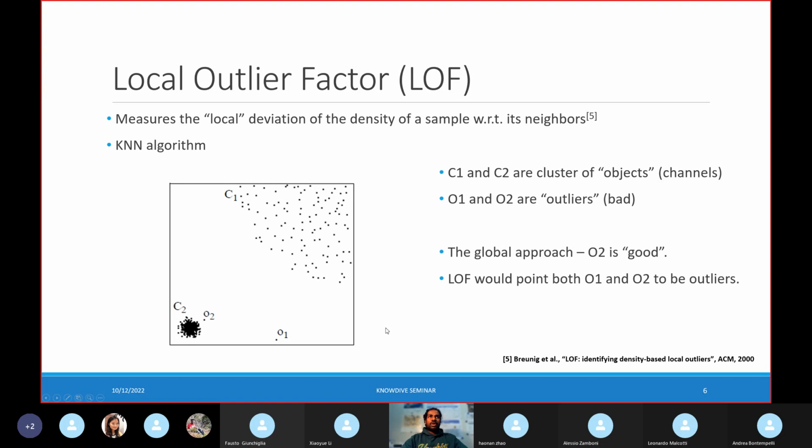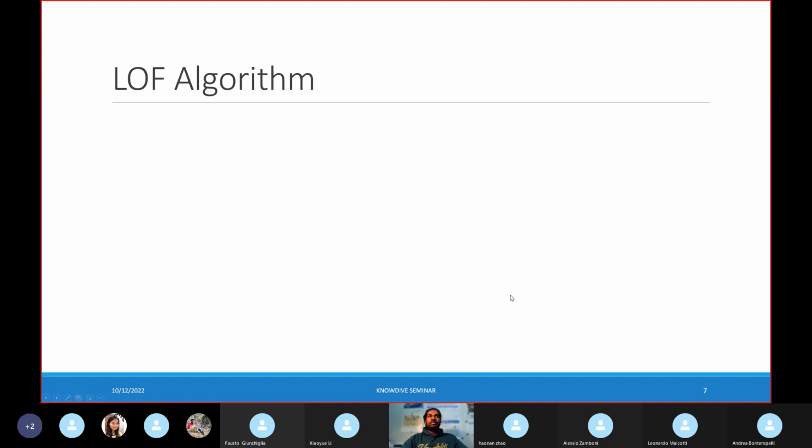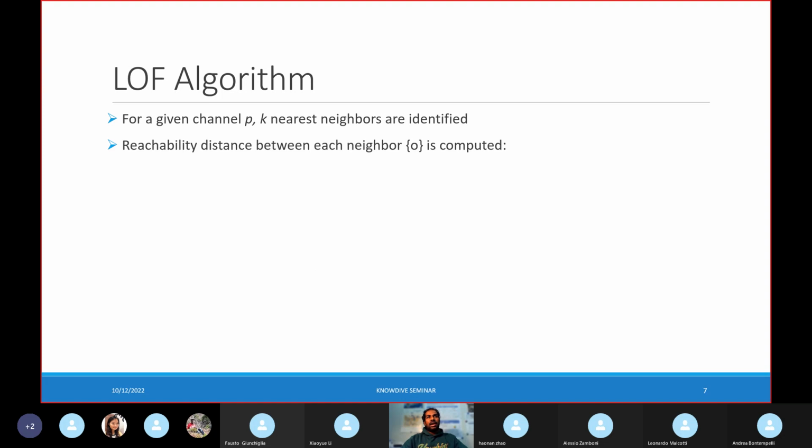But instead, if we apply the local approach, since LOF is computing a density-based metric, it can effectively detect both O1 and O2 as outliers. Now let me briefly describe the algorithm. The first step is that for each object, in our case each channel, the k nearest neighbors are identified, and then the reachability distance between each of the neighbors is computed using this equation.